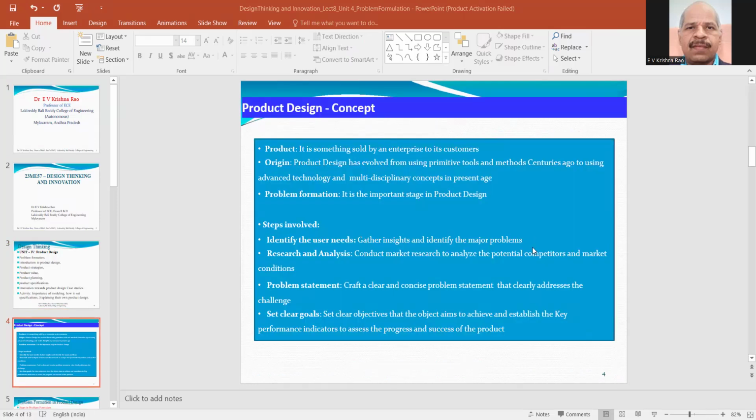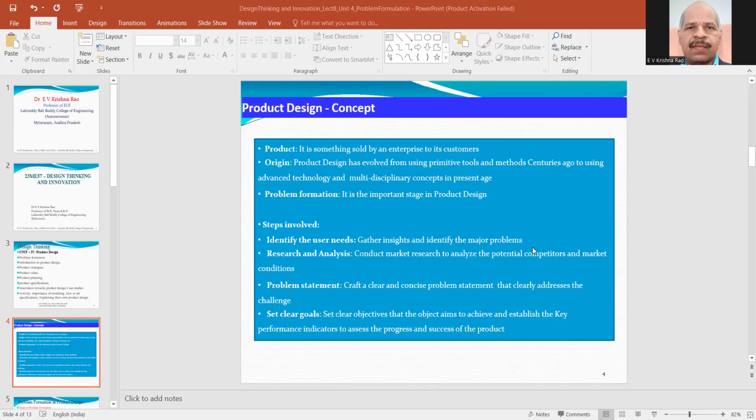The product is used by the customer, which is supplied by the entrepreneur or industry. The design of the product is advanced technology or a multidisciplinary concept generating a product used by the customer. So we need to understand the customer needs, an important stage in product design to fulfill the customer needs.